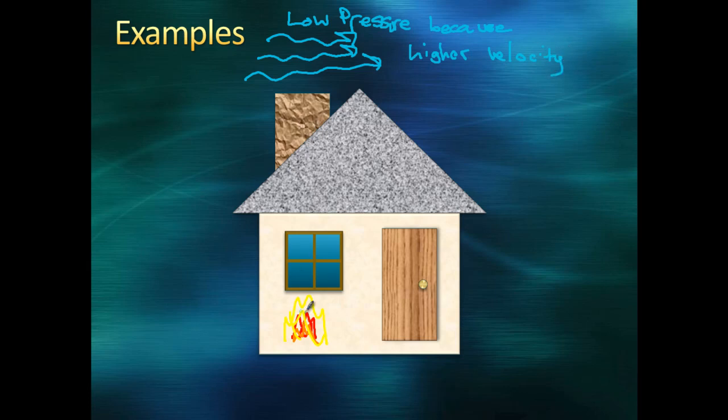Inside your house, hopefully you don't have a very drafty house, so there's not a lot of velocity of air moving around there. So it's a high pressure inside the house. We've got high pressure here. This difference between the high pressure and the low pressure is going to push the smoke up your chimney and out of it. So that's how chimneys work.